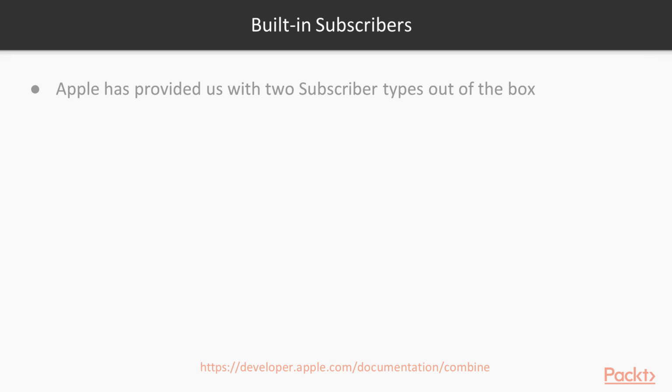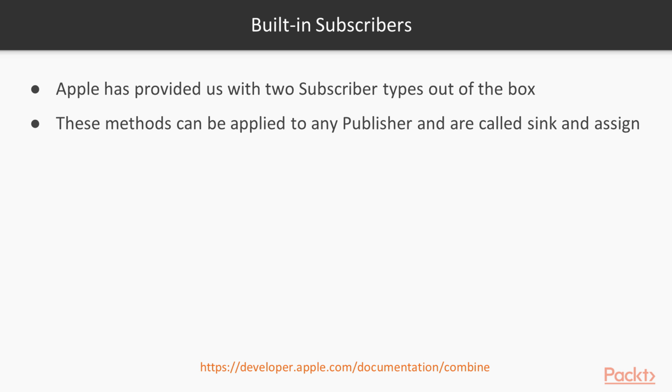Now there are also two types of subscriber that are already built into the Combine framework, and we have already also used them in the previous videos. These methods can be applied to a publisher and are called sink or assign. With sink you get a completion handler and can deal with the values as you like. With assign, on the other hand, you directly assign the result or the data of a publisher to a certain variable on a certain object.